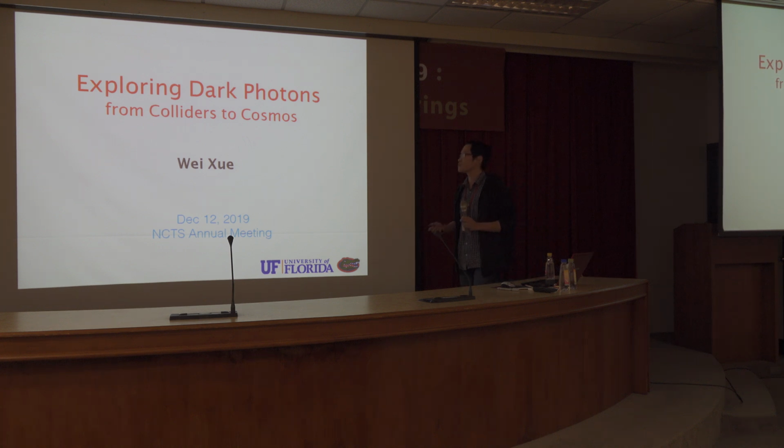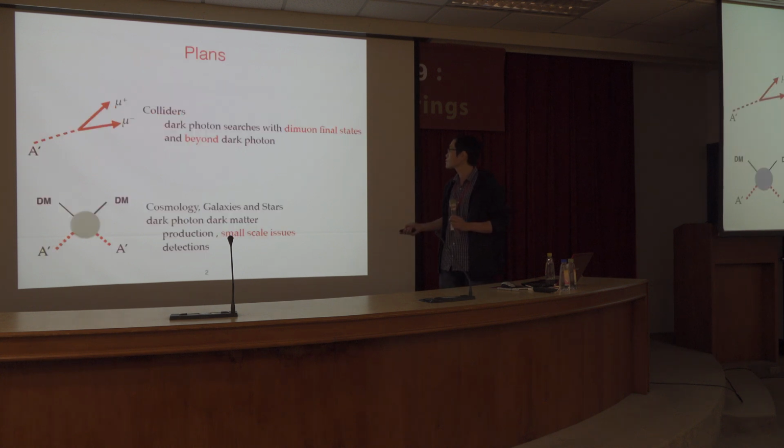I will take you on a small journey from colliders to cosmology. For colliders, I'm thinking about GeV or MeV dark photons, which can cascade decay. For cosmology, I'm talking about the dark photon as dark matter, as light as 10 to the minus 20 or 10 to the minus 22 eV.